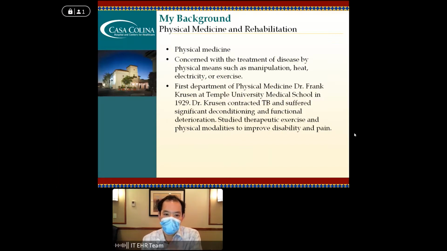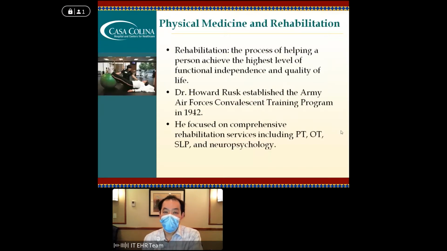Just briefly, it's a combination of two areas of study of interest. Physical medicine focuses on the treatment of primarily disability and pain with certain modalities such as heat or exercise or electricity. The second part is the rehabilitation part, which is more focused on improving someone's function, improving their independence and quality of life. And so those two areas of interest have combined into my specialty.